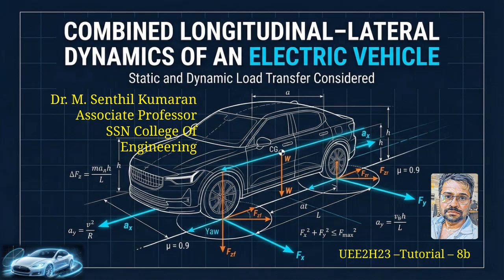Welcome, everyone. Today, we will understand the combined dynamics of an electric vehicle, with special focus on dynamic load transfer. We will study a rear-wheel drive electric vehicle negotiating a turn. This problem brings together turning analysis, force calculation, and friction limits in one complete picture. We will see how weight shifts during motion, how tire forces are generated, and how the friction limit controls available grip. By the end, you will clearly understand how load transfer and friction together decide stability, traction, and safe cornering performance of an electric vehicle.